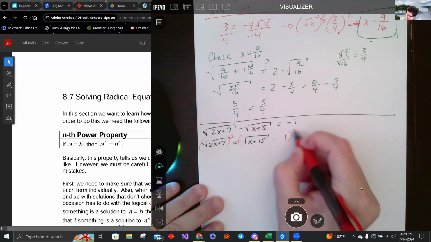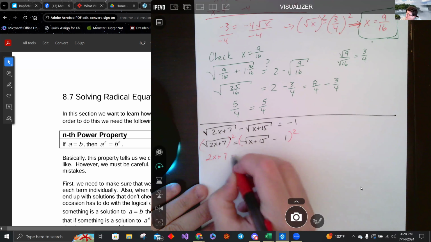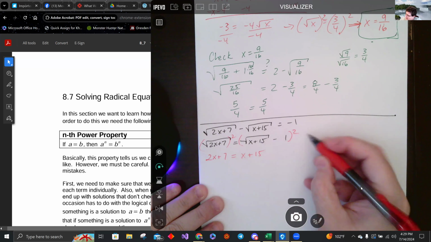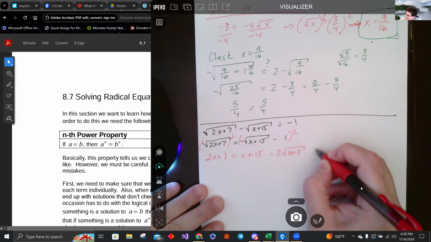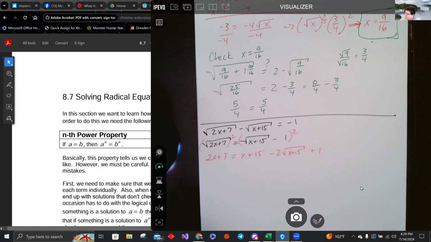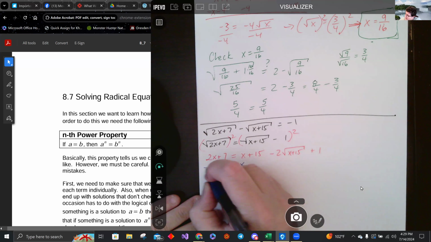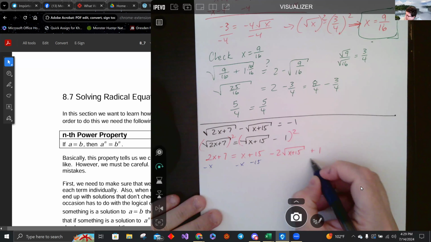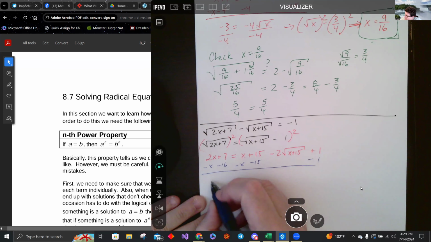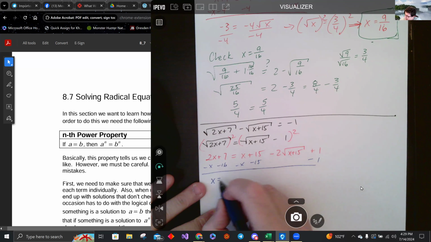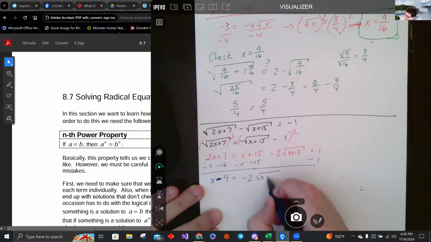And now we can square it. Here I get x plus 15 minus 2 times the square root of x plus 15 plus 1. And we'll subtract x, subtract 15, and subtract 1. So this is like minus 16. I've got x minus 9 equals -2 square root of x plus 15.